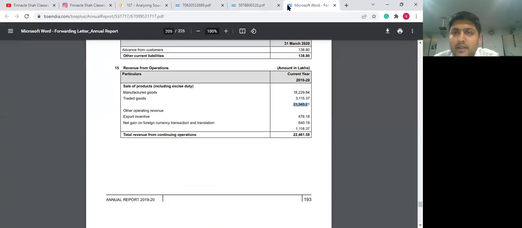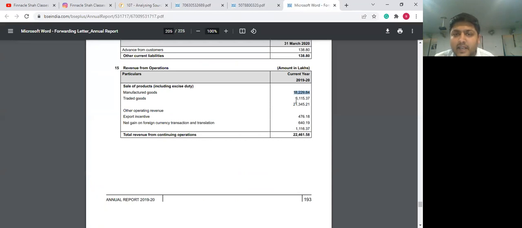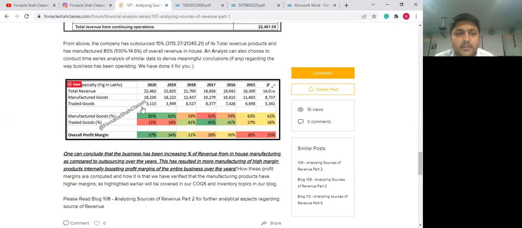So that you understand how we source these figures, take a look at this. In 2020, the manufacturing revenue was 18,229.84, which is roughly 18,230. So here you go, 18,230. And in the case of traded, it's 3,115. You will see it to be 3,115. So that's how we got the breakup of manufacturing and traded.